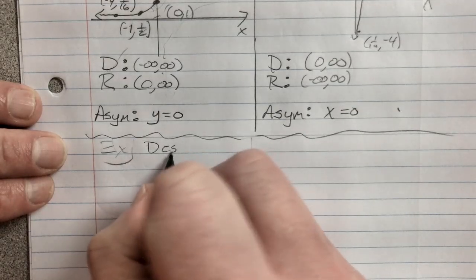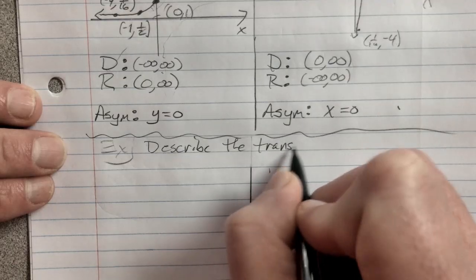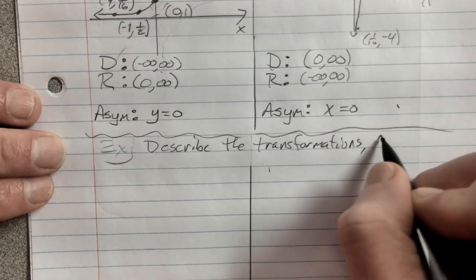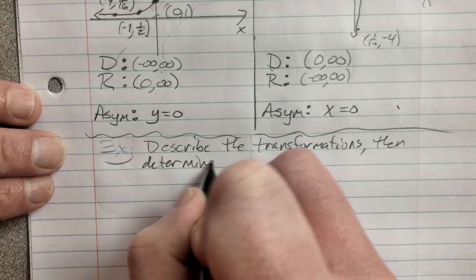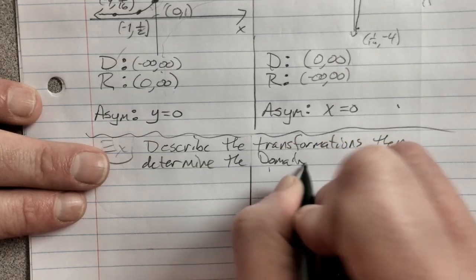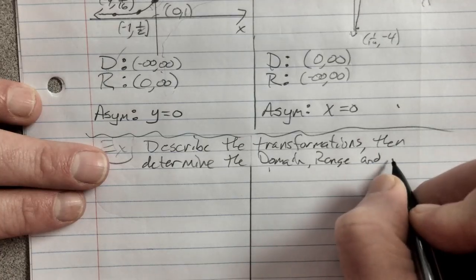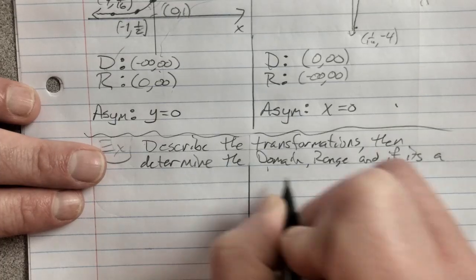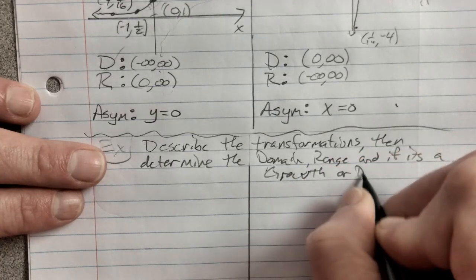Describe the transformations, then determine the domain, range, and describe if it's a growth or decay.